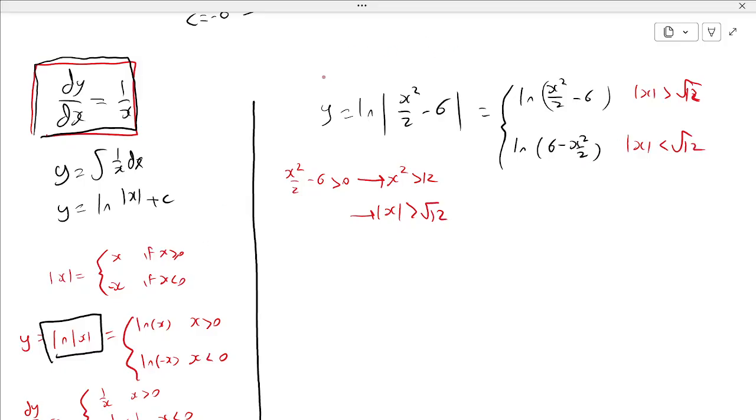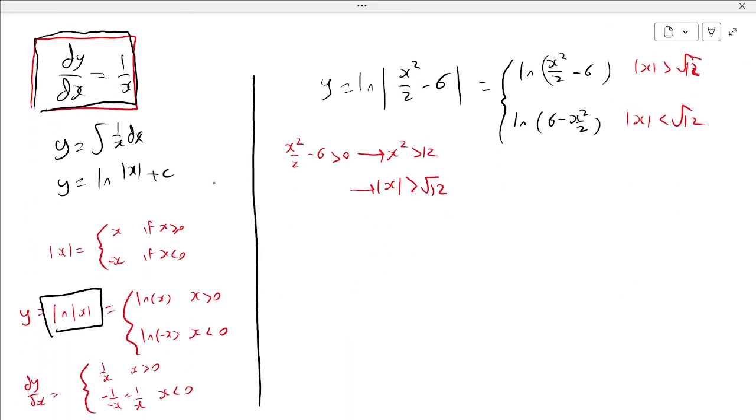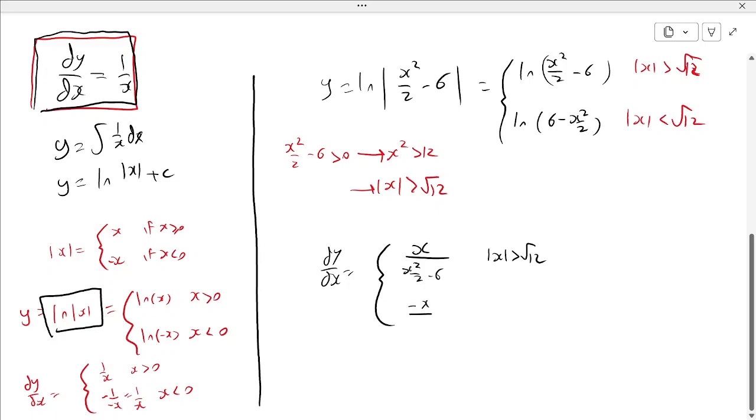So as before, I'm going to check, does this solution differentiate and satisfy the original differential equation? What was the original differential equation? It was dy by dx equals x e to the minus y. So let's try dy by dx. If we're in this top situation, x being more than root 12 or less than negative root 12, by the chain rule you should get x over x squared over 2 minus 6. And in the bottom situation over here, when you differentiate, you'll get negative x over 6 minus x squared over 2. So actually, it's also the same thing as before.